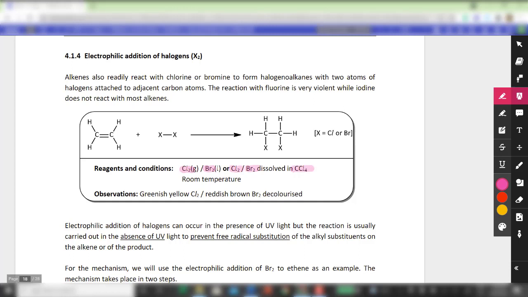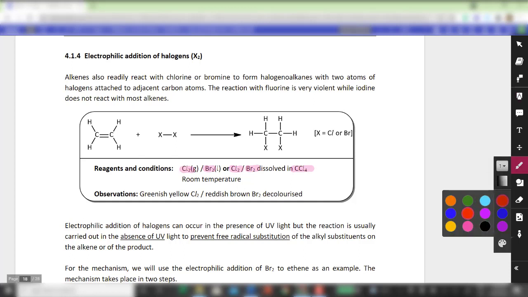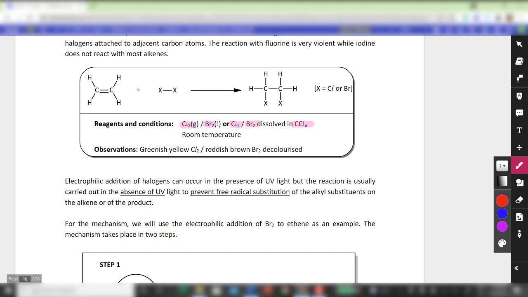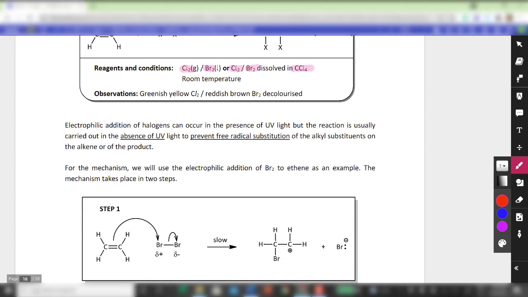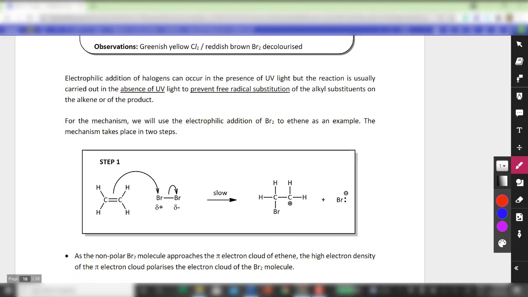We do not normally allow alkenes to react with fluorine because it's simply too reactive, or even with iodine, because it's not reactive at all. In order for alkenes to react with iodine, we need to use other forms of compound in order to generate the electrophile. Then the mechanism follows the same fashion.